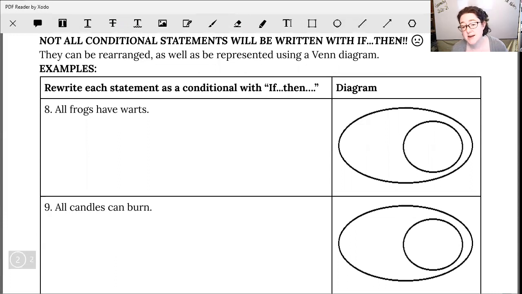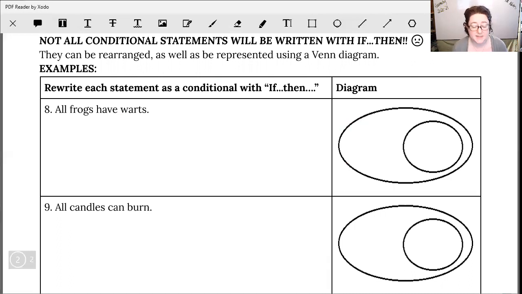So we could also diagram these out. This is not something that's required, but it might help you think a little bit more about how the statements are related. So our first example, all frogs have warts. So again, this is actually a conditional statement in disguise. We just need to figure out where it is. So let's think about these. So our conditional statements go if, then. Hypothesis follows the if, and that's the first idea we read. Conclusion follows the then, and it's the second idea that we read.